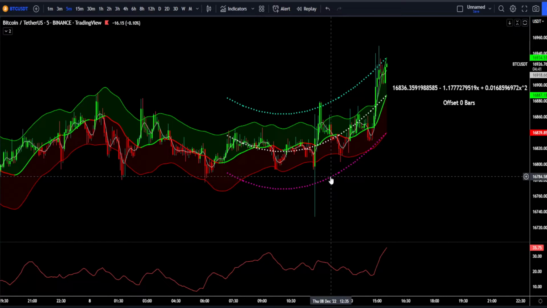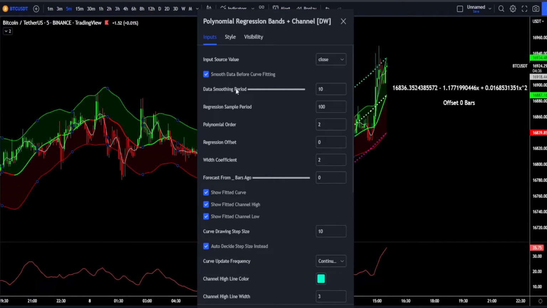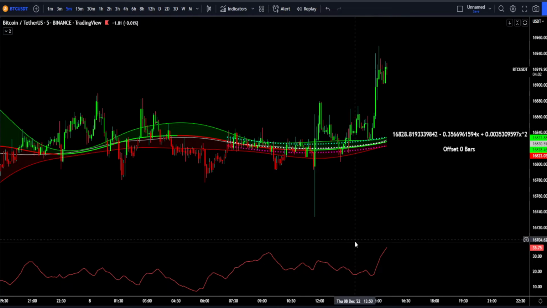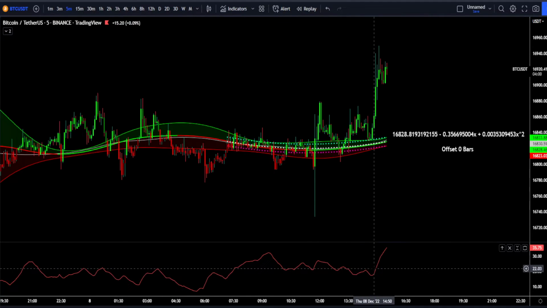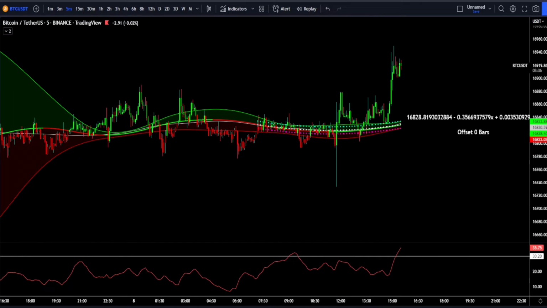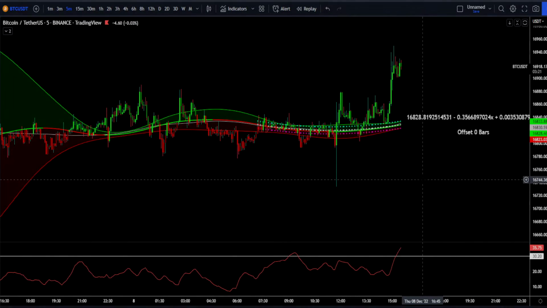So come over to it and double click on it. And in the input section, we're going to be changing our data smoothing period from 10 to 200. And that's all we need to change for this indicator. Finally, we need to actually add a horizontal line on our ADX indicator sitting at our 30 level. That's all that we need to do for this strategy. Now let me show you when to enter into a position according to this strategy.